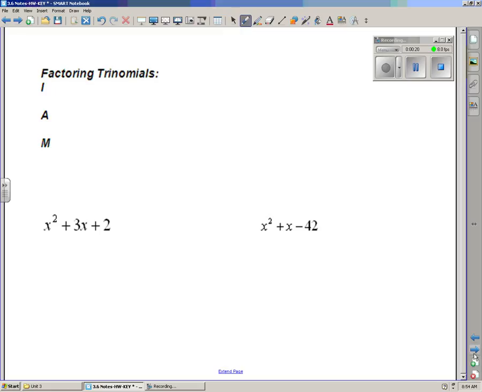Trinomials tend to have a standard form, which looks like this: ax squared plus bx plus c. And we happen to call these trinomials, when we factor them, I am. The I just stands for the Roman numeral 1, because when we're factoring these trinomials, the coefficient of the x squared term has to be 1. So that's what the I stands for.